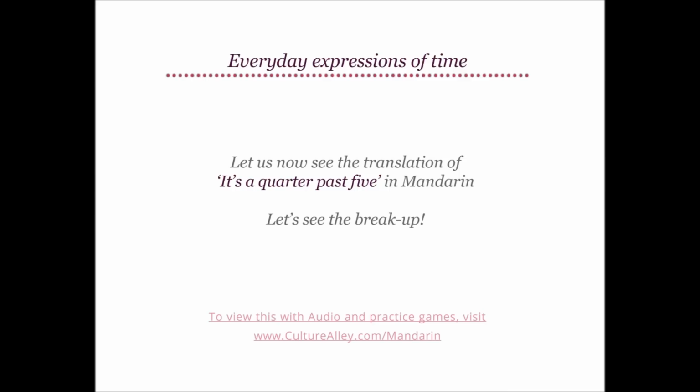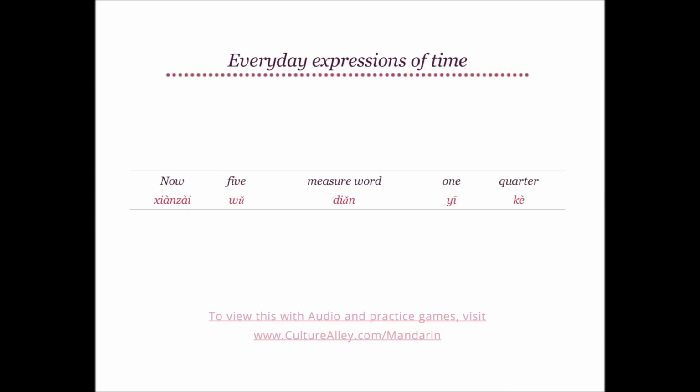Once again, the sentence literally translates to now 5, measure word, 1/4. Let's take a look at the breakup. Now becomes 现在, while 5 is translated as 5. As always, the measure word becomes 点. 1 is translated as 一. Quarter finally becomes 刻.